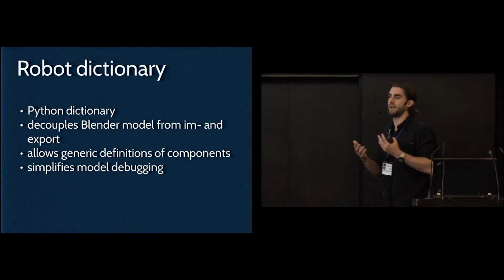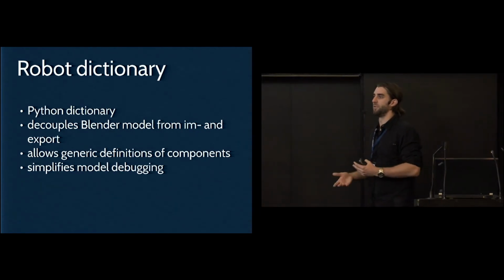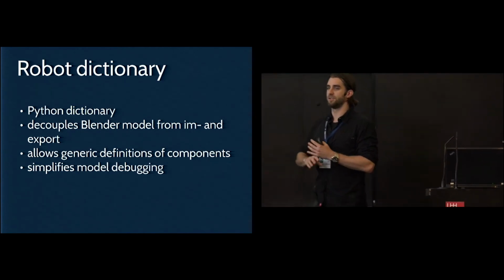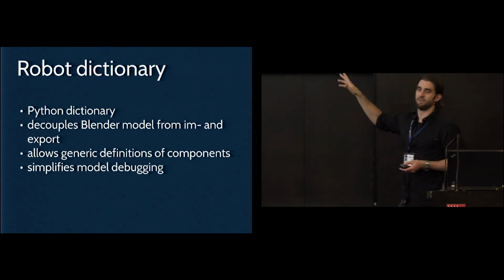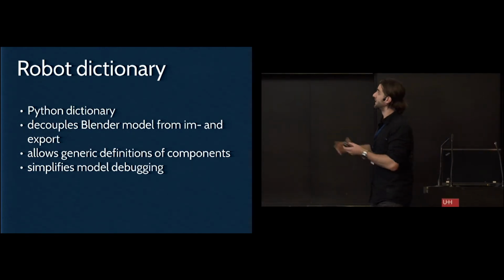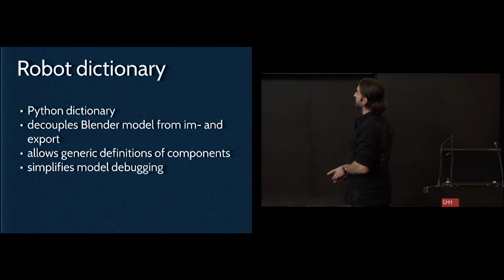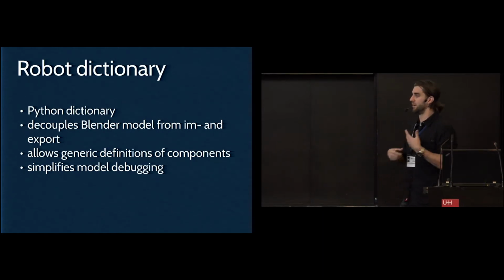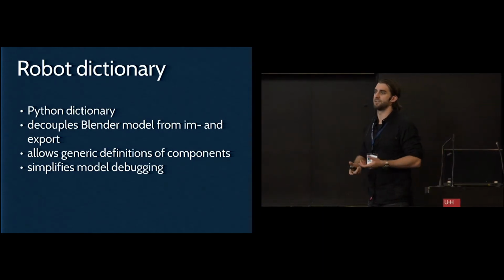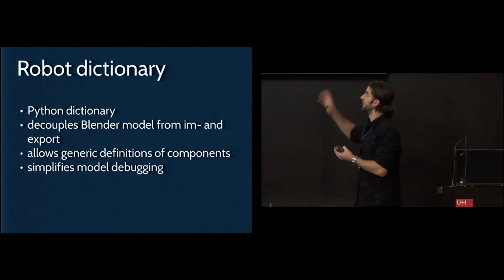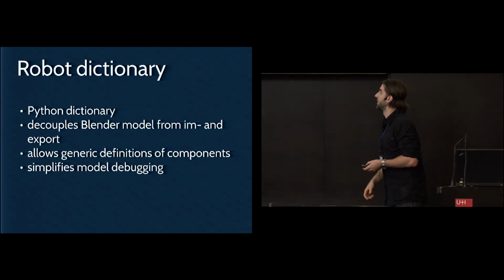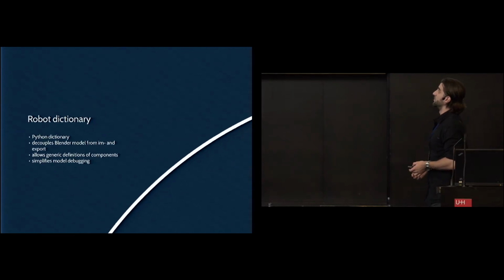So if you want to export to another format, or you want to import from another format, you don't need to know anything about Phobos. You just need to know how this dictionary is defined, and you can write your export script. So it's really nicely manageable. It also allows you to define new components like sensors, for example, which you can then just import, putting them in that dictionary structure. And of course, it also simplifies debugging.